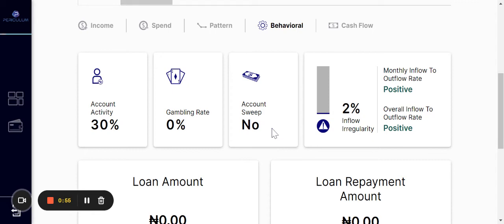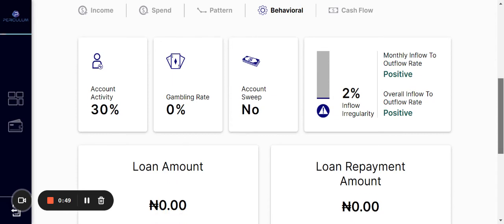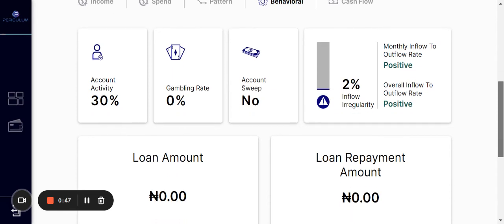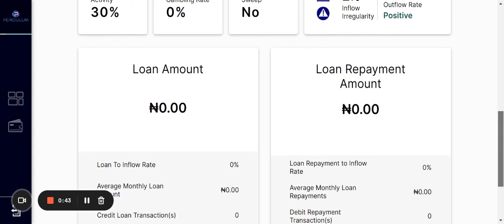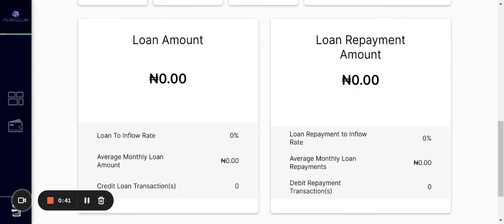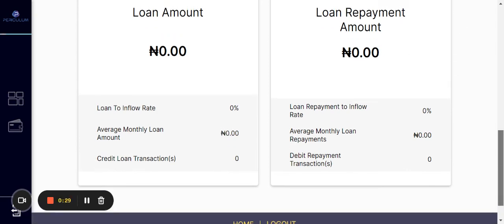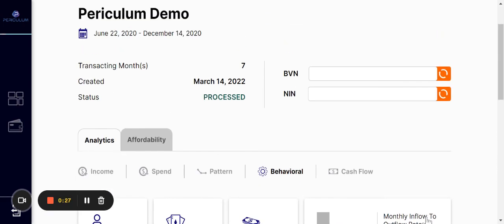Then this also shows if there's an account sweep, and closely tied to it is the inflow irregularity. This is just to show you the spikes into the person's account and if they immediately withdraw the money when there's an inflow. Then you are able to identify the loan amount if they've taken a loan in recent time based on the data in the bank statement, and the loan repayment amount. You're able to identify if they're currently repaying the loan.